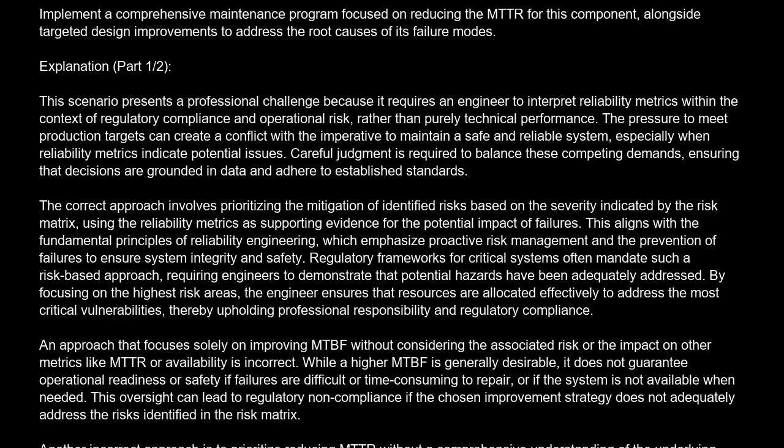The pressure to meet production targets can create a conflict with the imperative to maintain a safe and reliable system, especially when reliability metrics indicate potential issues. Careful judgment is required to balance these competing demands, ensuring that decisions are grounded in data and adhere to established standards. The correct approach involves prioritizing the mitigation of identified risks based on the severity indicated by the risk matrix, using the reliability metrics as supporting evidence for the potential impact of failures.